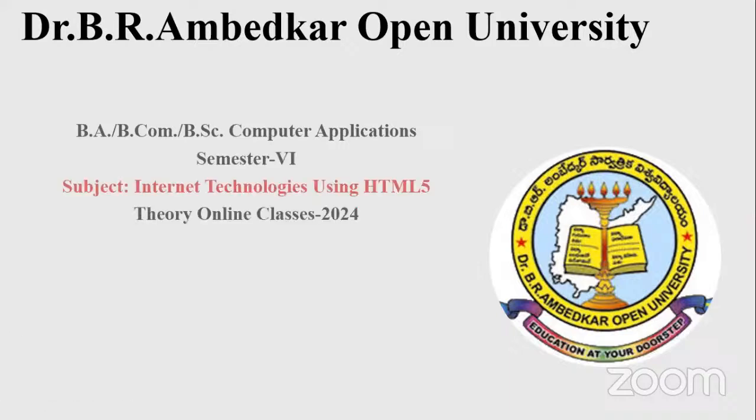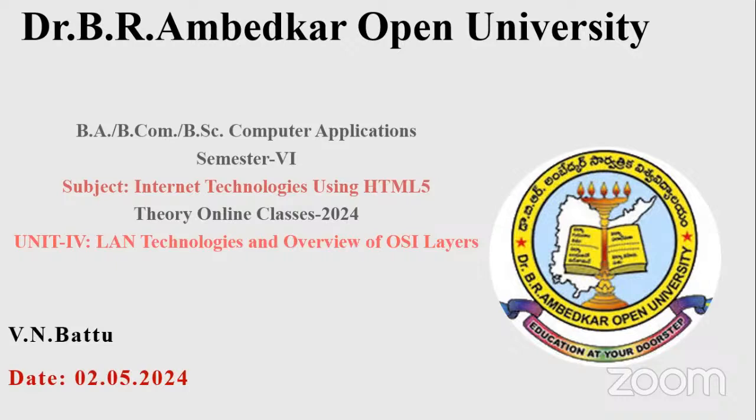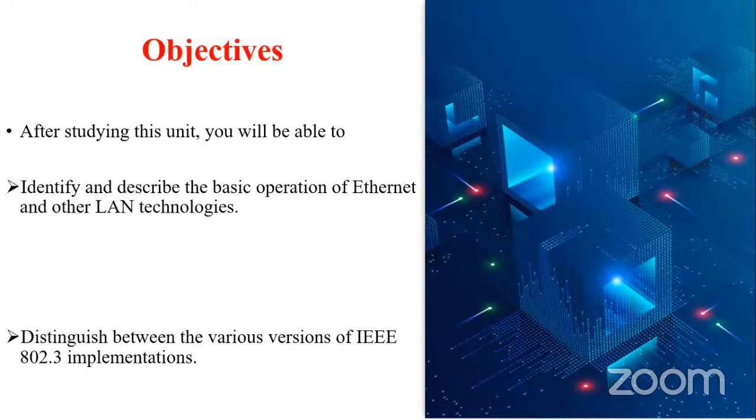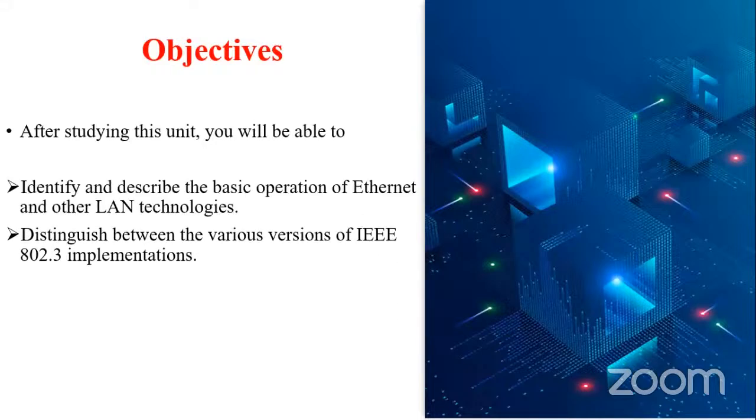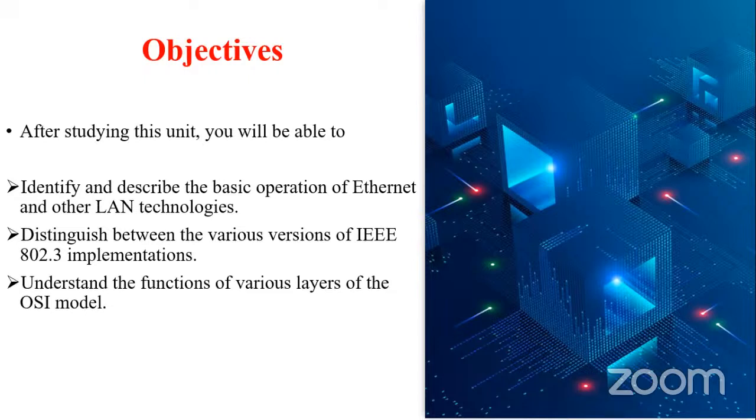So today we are going to continue from the last class, that is LAN technologies and an overview of OSI layers. So how many layers are there? Seven. Seven OSI layers.